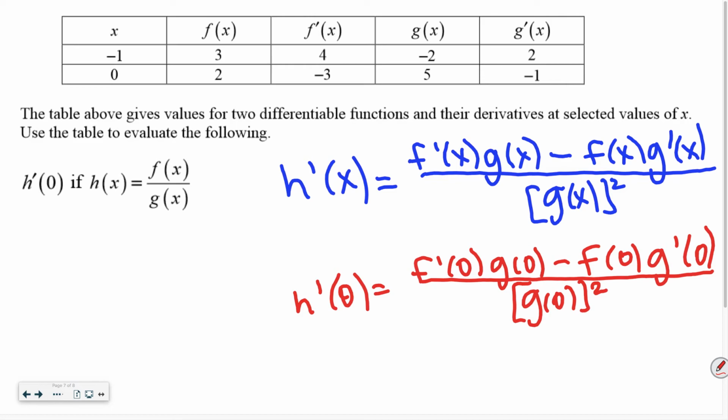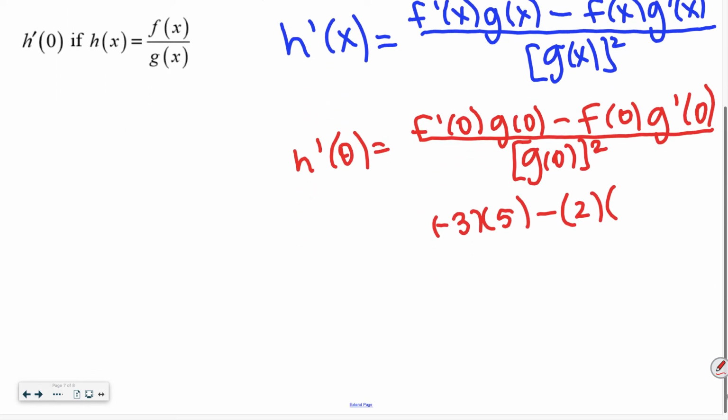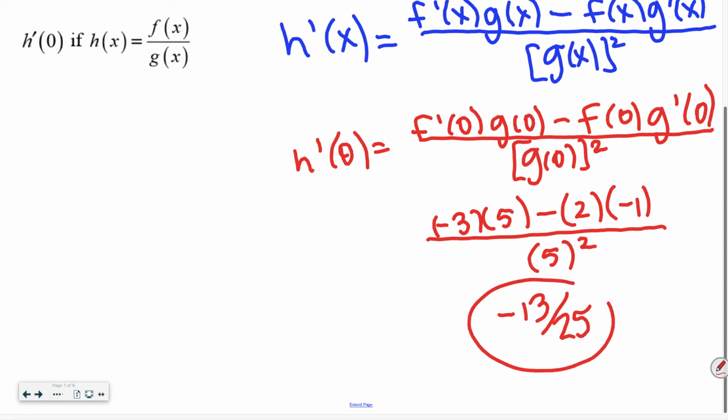At this point, what do we have to do? Look at the chart. Okay, now it's just a matter of which values go where. So help me out. F prime of 0. What is it? -3. G of 0. 5. Minus f of 0. G prime of 0. And then you already told me that g of 0 was 5. So what we have is -13 over 25.